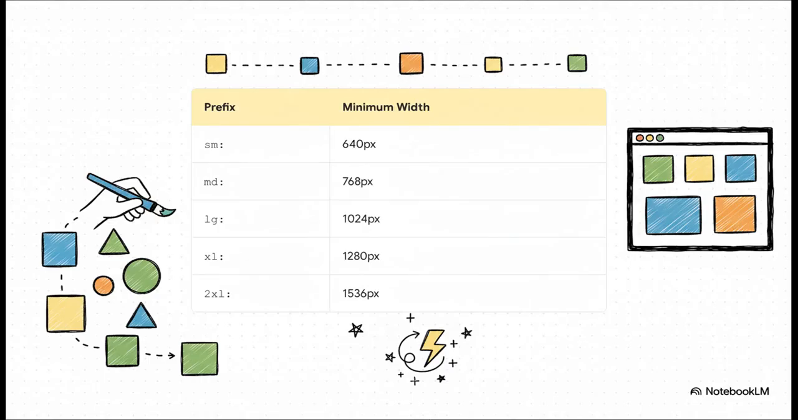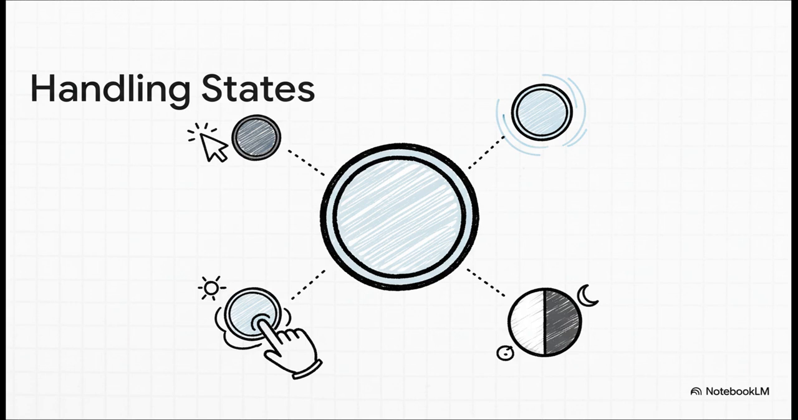And here are the standard breakpoints that come right out of the box. You've got sm for small screens, md for medium, and so on, all the way up to 2xl. So if you want something to happen only on large screens, you just add that lg prefix. For example, lg:flex will only apply display flex on large screens and above. It's super intuitive. And handling states, like when a user hovers over something, it's pretty much the same deal.